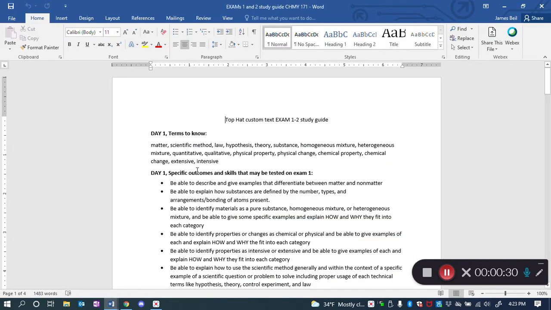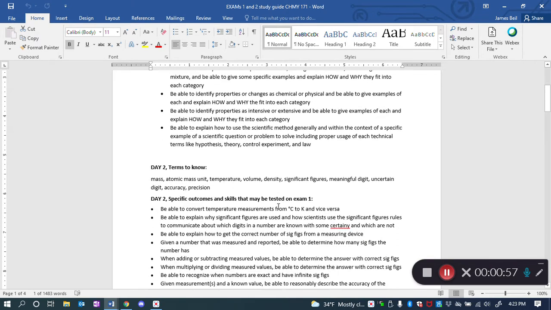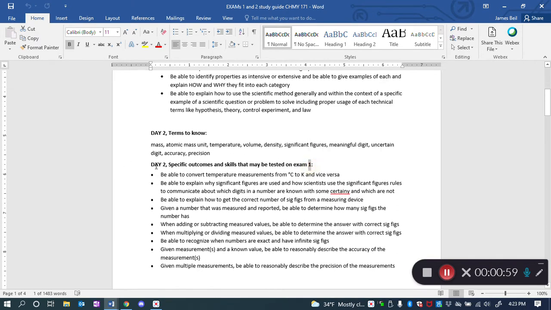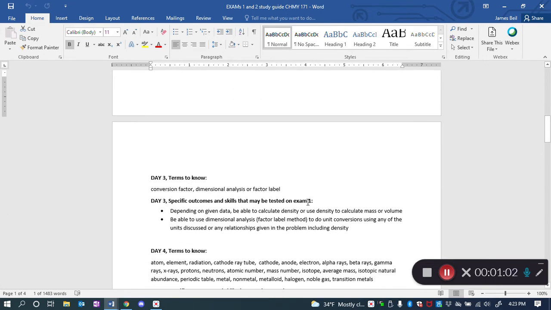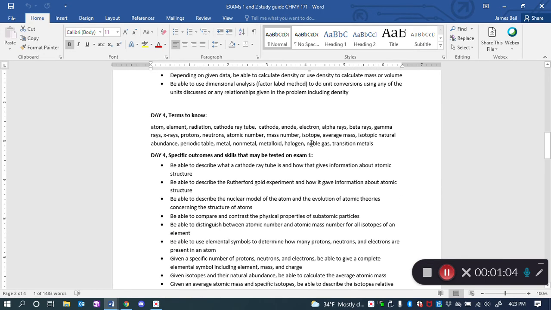So each study guide tells you which exams that study guide covers, and then it's broken down by day, just like Top Hat is broken down by day, and the challenge questions document is broken down by day 1, 2, 3, etc. And then the study guide also tells you which content relates to which exam. So the first exam you take this semester is going to cover day 1 content. It's going to cover day 2 content. And it's going to cover day 3 content as well as day 4 content.